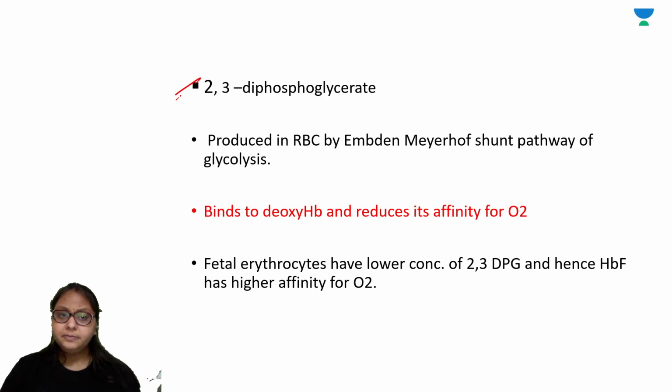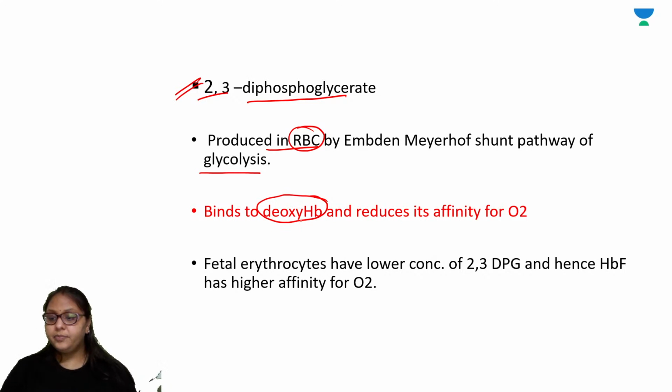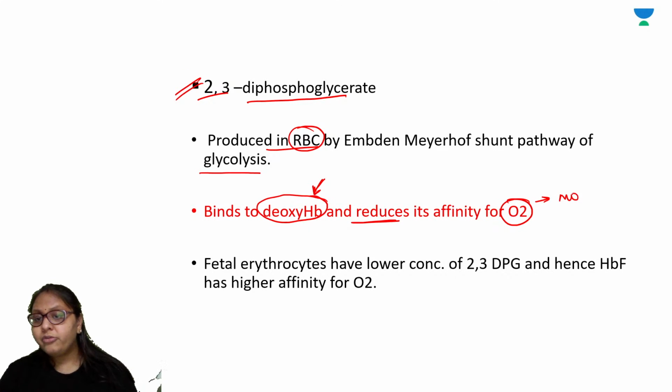Very important point. It is produced in the RBCs, in the pathway of glycolysis. Now this 2,3 DPG binds to deoxyhemoglobin, and therefore it reduces the affinity for oxygen, and more of it is available to the tissues.